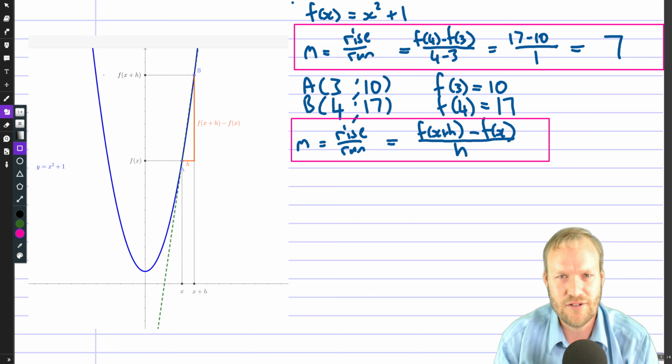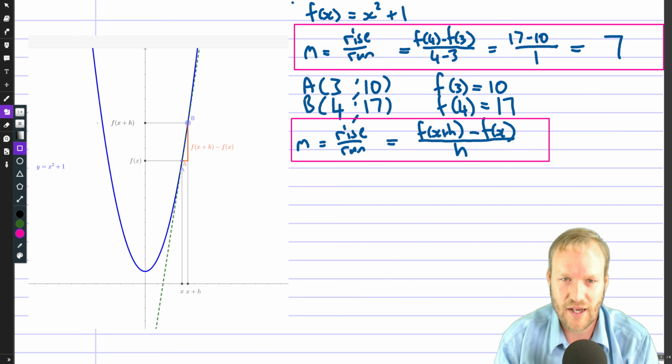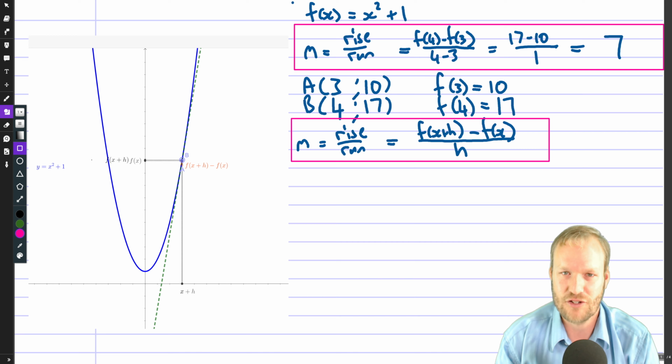But hang on a second. I've got a great idea. Let's just move B until it's right on top of A. Oh, well, that's going to work out perfectly because look at that gradient now, that dotted line, and I'm going to add the tangent. Those two lines are the same. I don't know if you can see that, but no matter which one, the average and the tangent are the same. So that's all well and good.